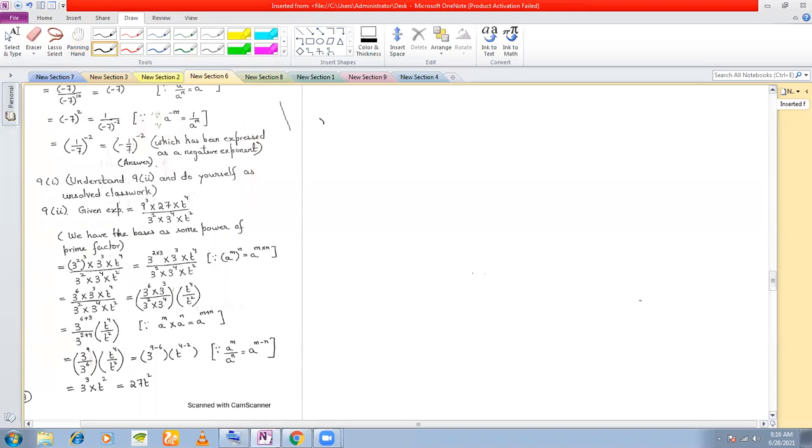So let us start with 9-2. The question here is: simplify 9 cube into 27 into t to the power of 4 divided by 3 square into 3 to the power of 4 into t square.